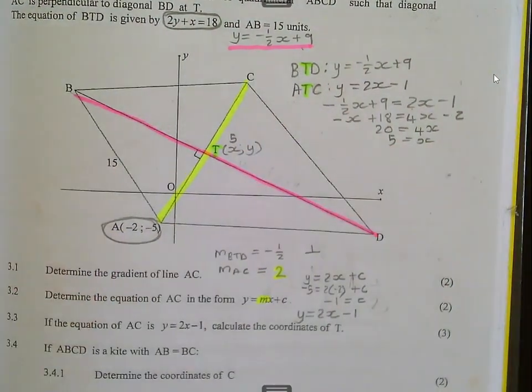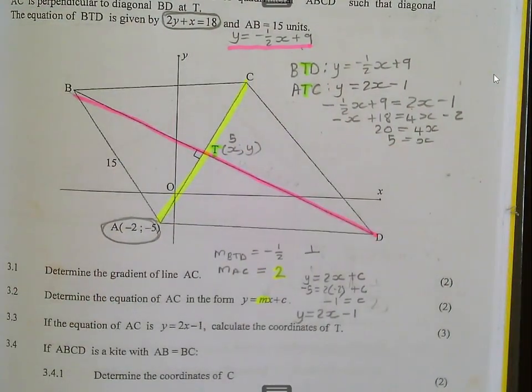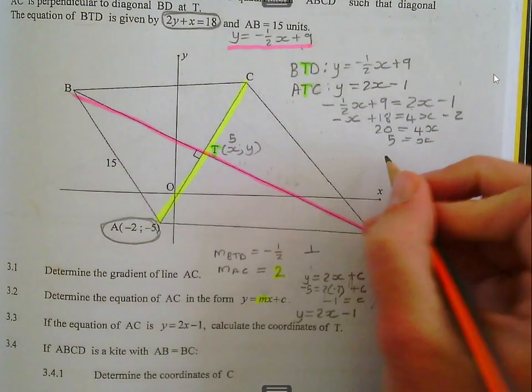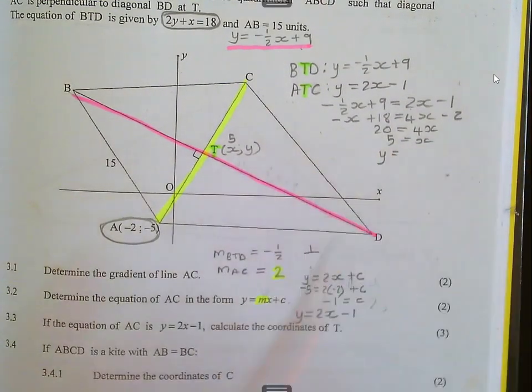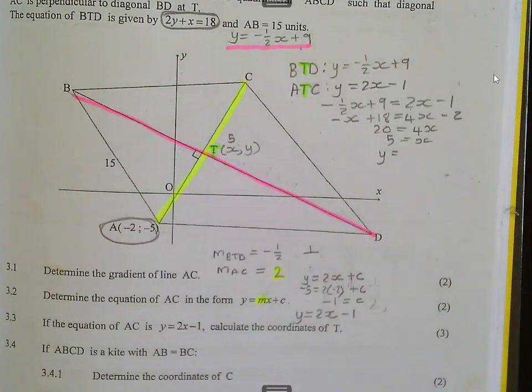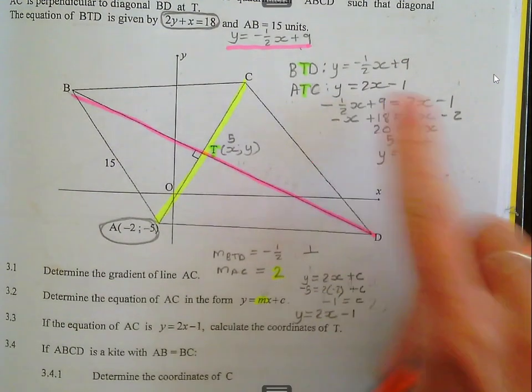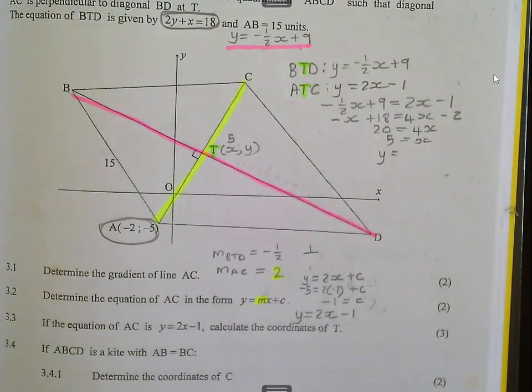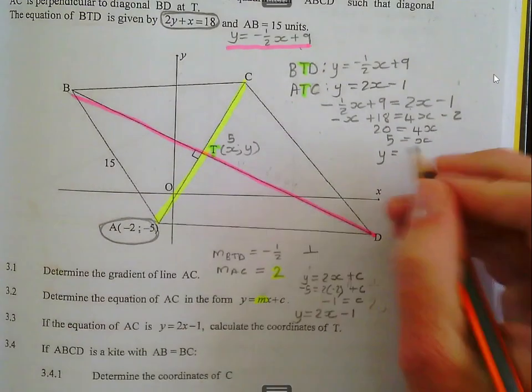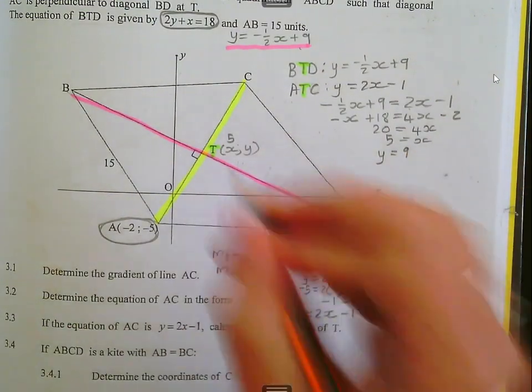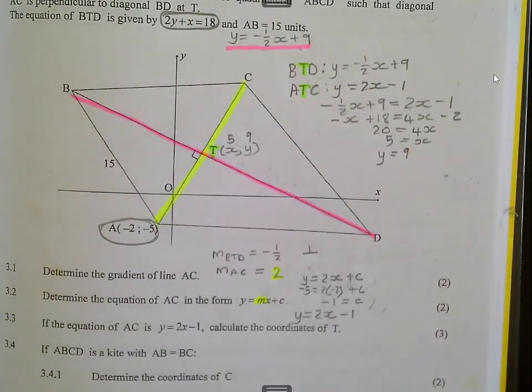I've only got the x value now. I also need to find the y value. So I substitute into one of the equations. Any one of them will give you the same answer, but I would rather choose the one without the fractions. So it's 2 times 4 is 8, 2 times 5 is 10, minus 1 gives me an answer of 9. And therefore, y is equal to 9. Do you understand that? Did you get that?